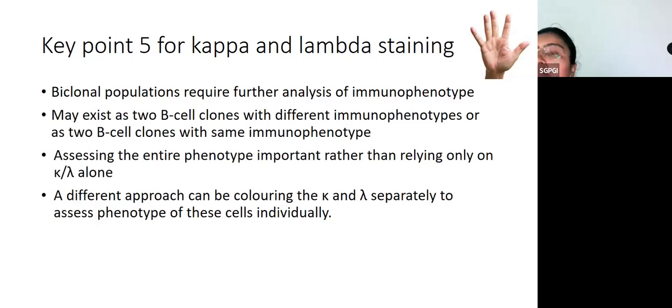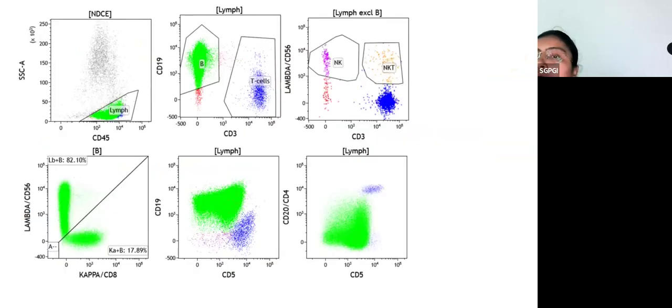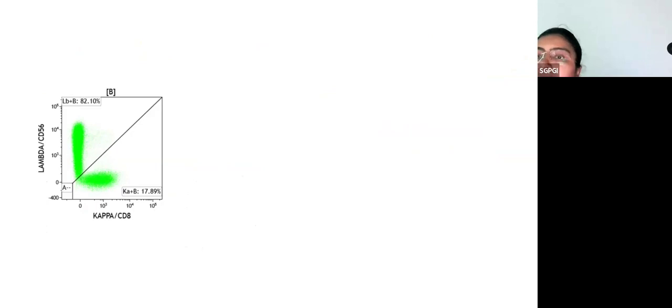So a different approach is if you color the kappa positive B cells separately, lambda positive B cells separately, then also you may see this. So let us see how that approach will look. So this was a 55-year-old male evaluated for lymphocytosis. And if you look at this, you have your B cells over here and you have kappa and lambda. Overall, I've given you percentages here. So lambda appears to be much more than kappa. Lambda is 82%, kappa is 17%. So definitely you have lambda clonal cells. Why? That 0.3:1 value will be fulfilled. However, let us see what happens when we color these two separately. Okay.